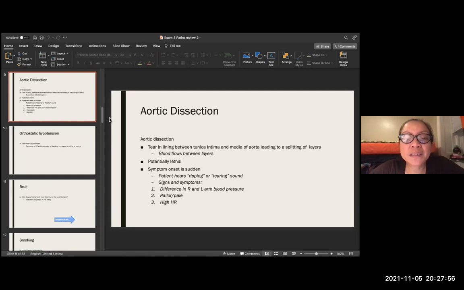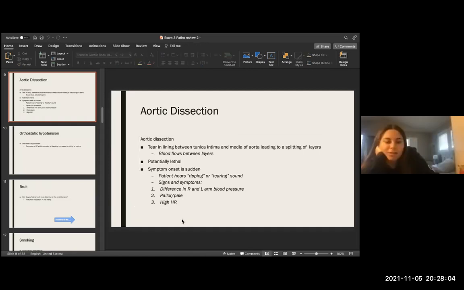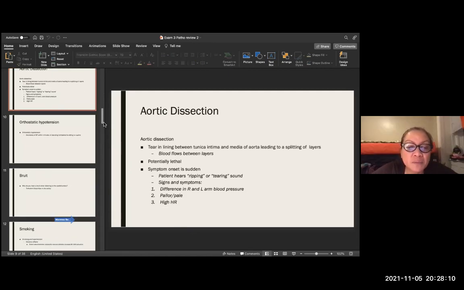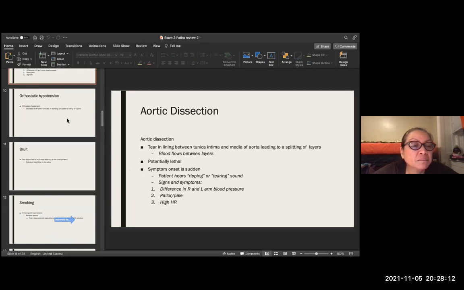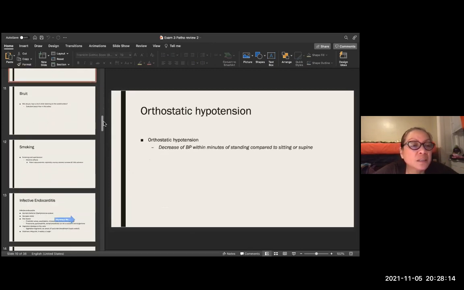What is important here in aortic dissection is the splitting of the layers, the intima and media. That's bad, and the onset is sudden, acute. It means it is bad, right? Yeah. A ripping or tearing sound. Next. Oh, you already know this.